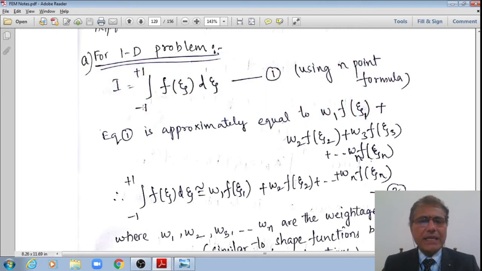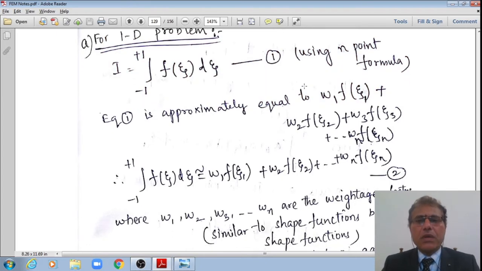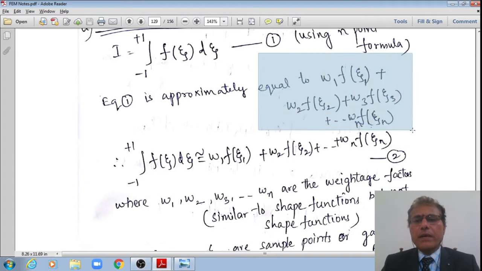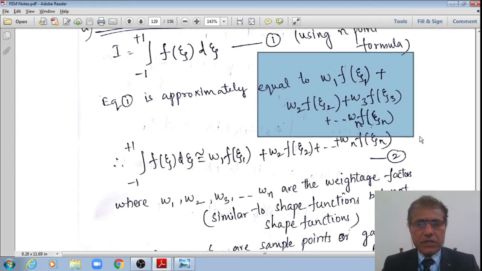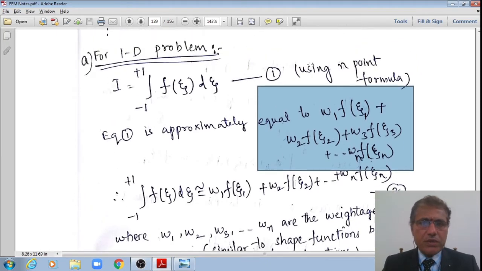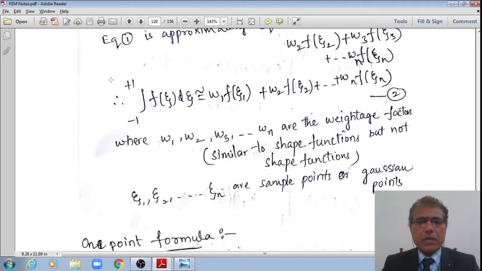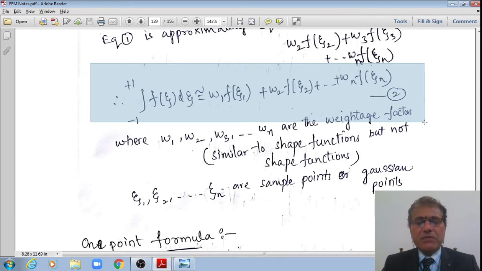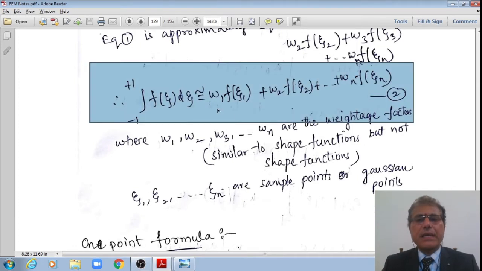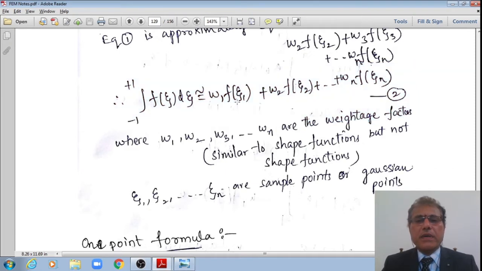Now I can write that this integral is approximately equal to w1 multiplied by f(ξ1) plus w2 multiplied by f(ξ2) plus w3 f(ξ3), and so on and so forth up to wn f(ξn), using the n-point formula. That is how the integral on the left-hand side, -1 to +1 of f(ξ) dξ, is approximately equal to this. I am saying approximately. However, that approximation can be improved at any given point of time.